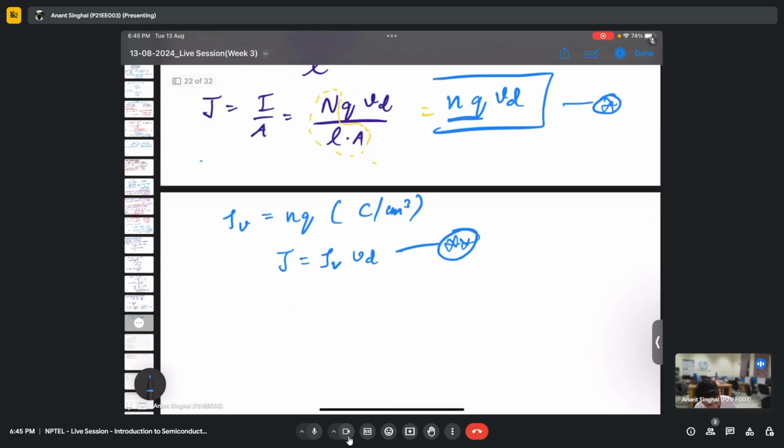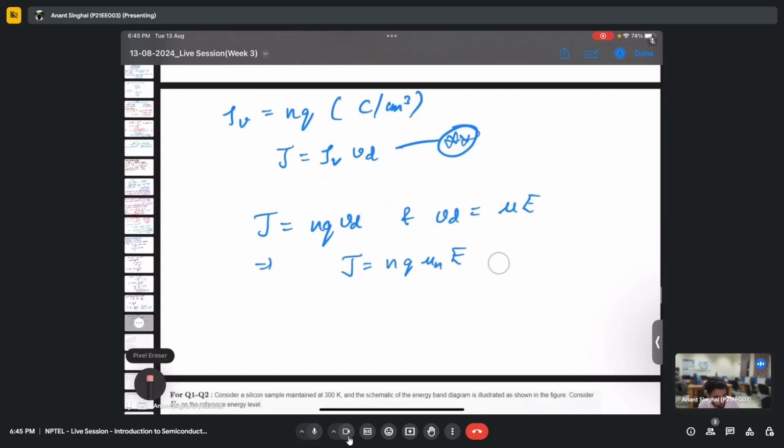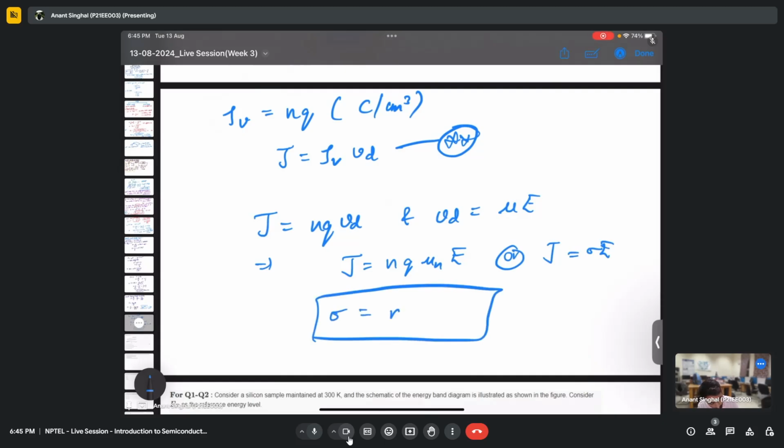So from this particular equation, we have J as N Q Vd, and Vd we all know is mu E. So finally, if I relate these, I can write J as N Q mu N E, and we have just written before that J is nothing but sigma E. So if you compare these two, we will have sigma as N Q mu N. This is what we call the electrical conductivity in metals.